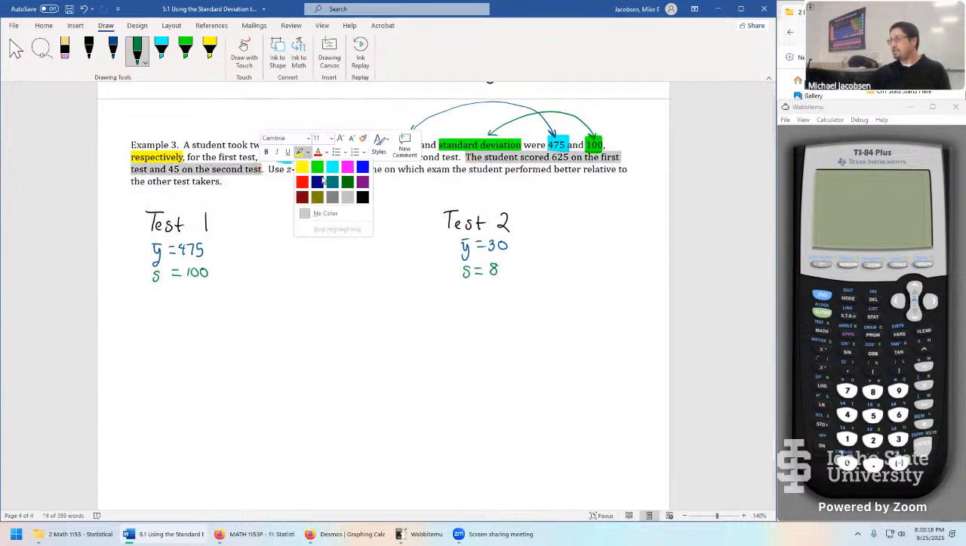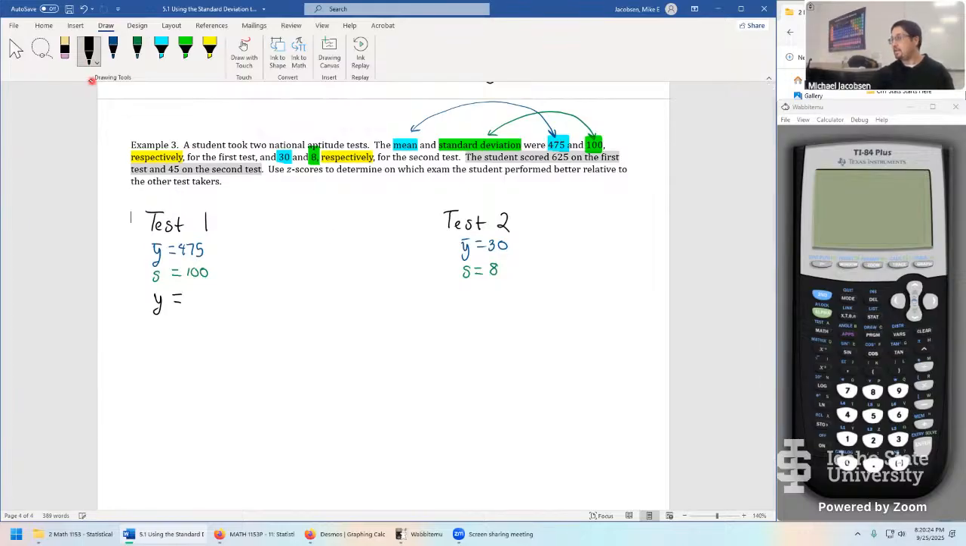Here's the second part. This is giving us the data values, y. The student scored 625 on the first test, so they're not using the word respectively anymore, thank goodness. So 625 points on this test, 45 points on the second test. So y equals 45 on this one. Already, if you're looking at this, depending on your number sense, you might have a feel for which test the student did better on. 625 points looks impressive relative to a mean of 475. 45 points maybe doesn't look too impressive relative to a mean of 30.